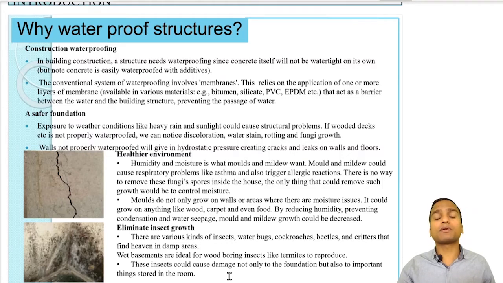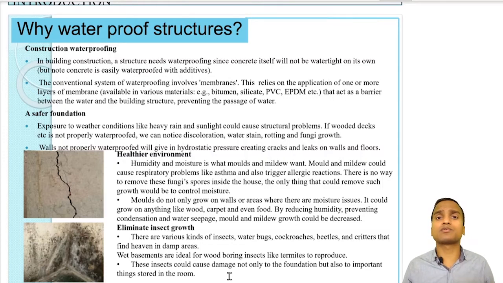Now, the waterproofing also helps in making the environment healthy, because the humidity and moisture is what the molds and mildew want, and the molds and mildew are the common examples of the fungus growth that happen in the humid regions. Okay, and this mold and mildew could cause respiratory problems like asthma, and may also trigger allergic reactions. So there is no way to remove these fungi spores inside the house.